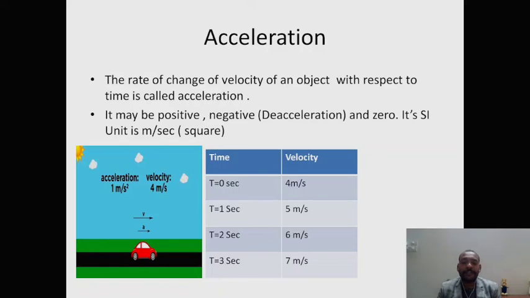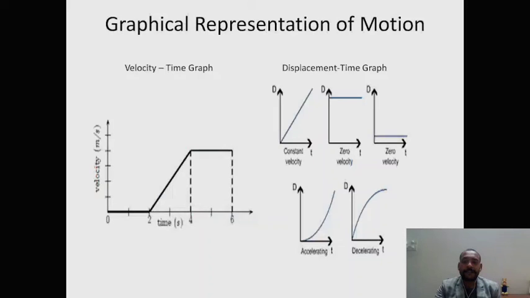Velocity is going to increase with respect to time. Acceleration may be positive, it may be negative. Negative acceleration is called deceleration. It may be 0. Still the body is moving. If acceleration is 0, then the velocity of the object is constant.